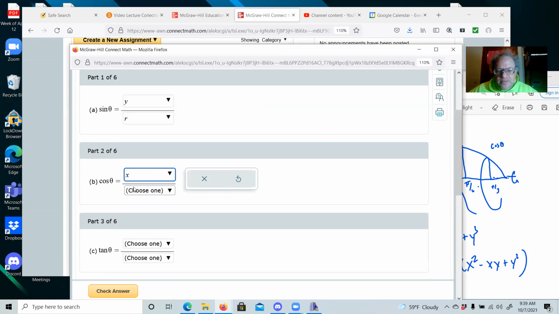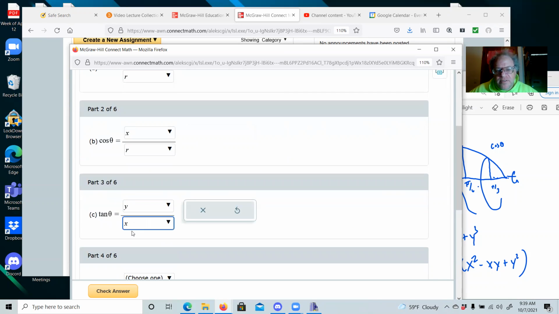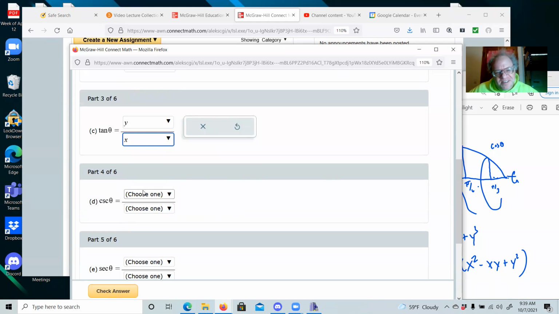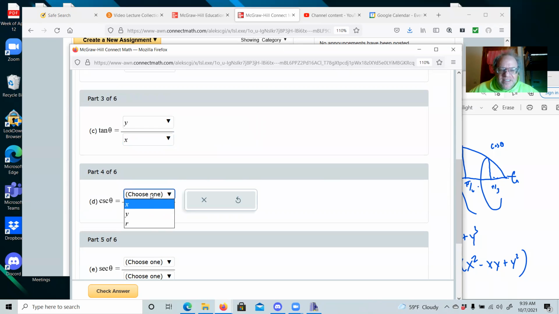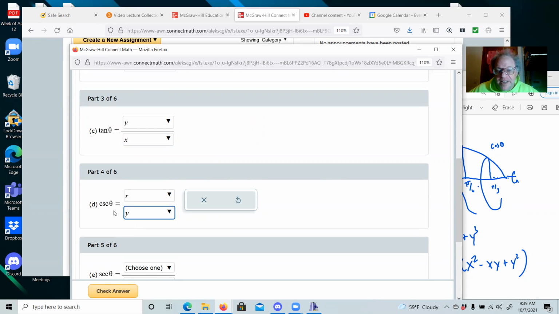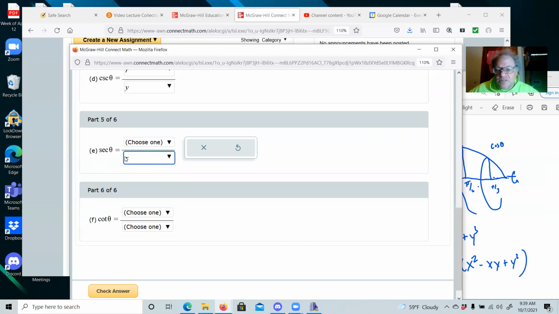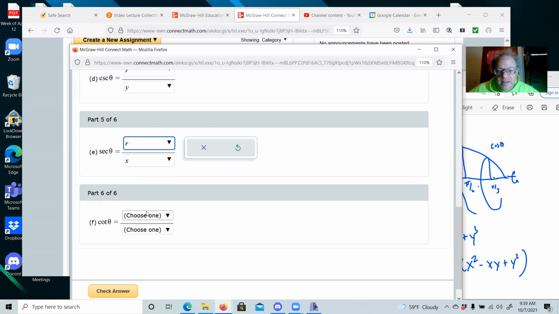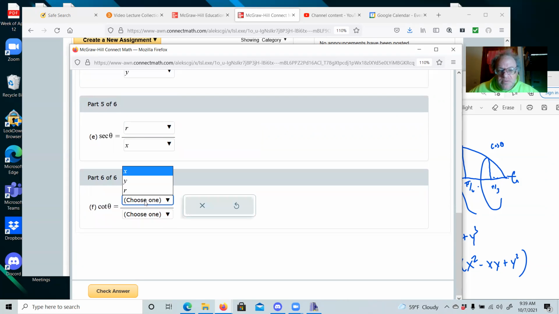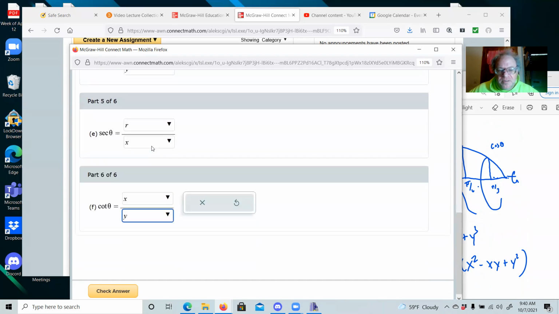Okay, cosine is going to be x over r. Okay, tangent is going to be y over x. Hey, that reminds me of a slope, right? Tangents are slopes. Okay, cosecant, that's r over y. It's the reciprocal thing for the sine. Okay, secant is r over x, the reciprocal for the cosine. Okay, and cotangent, we don't use cotangent all that often, but it's x over y. It's just the reciprocal values for this.